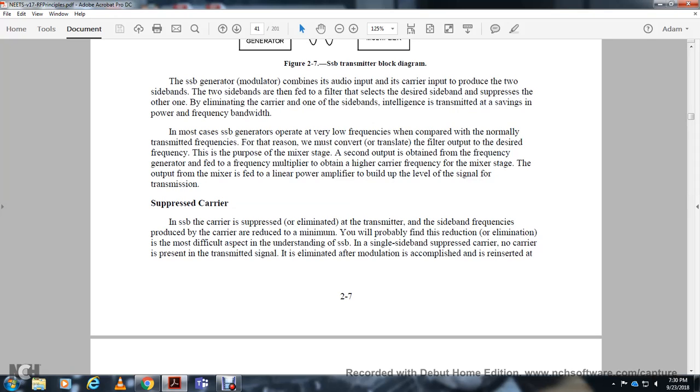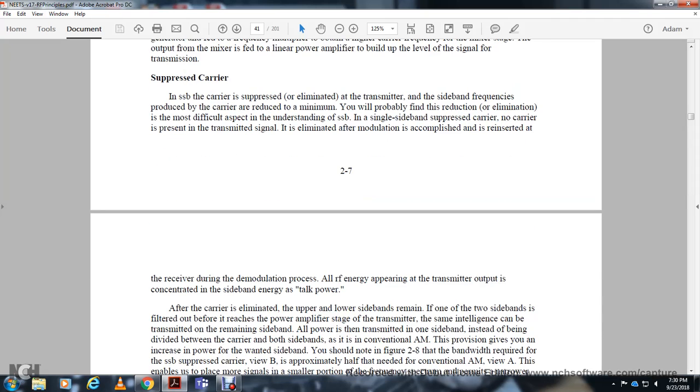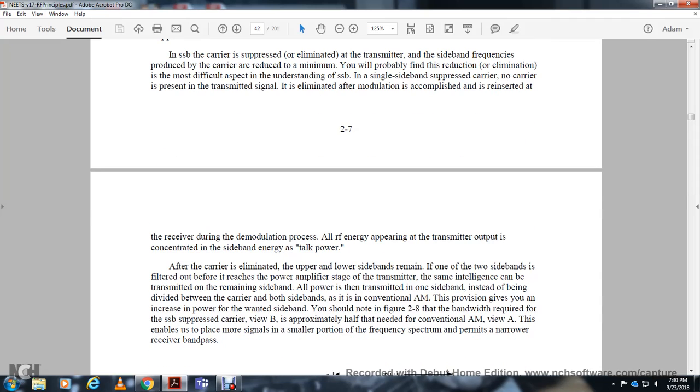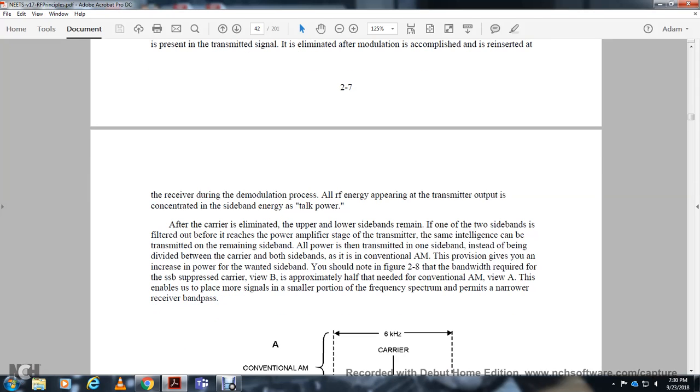In a suppressed carrier single sideband transmitter, the carrier is suppressed or eliminated, and the transmitter with the sideband frequency produces the carrier at a reduced minimum. You will probably find this reduction and elimination the most difficult aspect to understand. In single sideband suppressed carrier, no carrier is present in the transmitted signal. It is eliminated after modulation is accomplished and reinserted at the receiver during the demodulation process. All radio frequency energy appearing at the transmitter output is concentrated in the sideband, the talk power. After the carrier is eliminated, the upper and lower sidebands remain, and one of the two sidebands is filtered out before reaching the power amplifier.